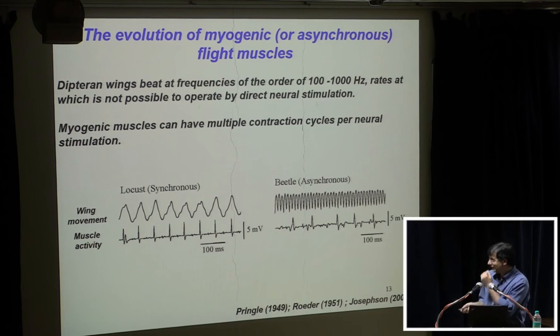Now, if you compare an insect that does not have this myogenic or asynchronous muscle form, it's called asynchronous because it doesn't require a one-to-one neural stimulation. So if you compare a larger insect, which flaps much slower, with this beetle, you can see that the wing movement of the beetle is much faster than that of a locust, but the underlying nervous system is not that much faster. So this thing has reached its limit, more or less, whereas here, there isn't a one-to-one correspondence between the nervous system and the wing flapping. This is why it's called asynchronous.